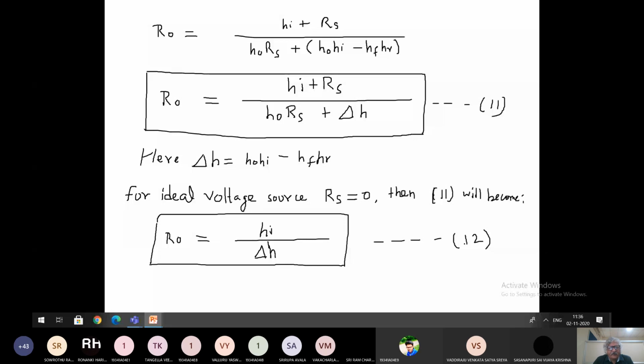If you find some numericals, you will find the value of RS is also given, but that value will be small, around 100 ohm. So for that you have to use expression 11 for the calculation of R naught. So by now we have calculated the current gain AI, voltage gain, input resistance and output resistance.